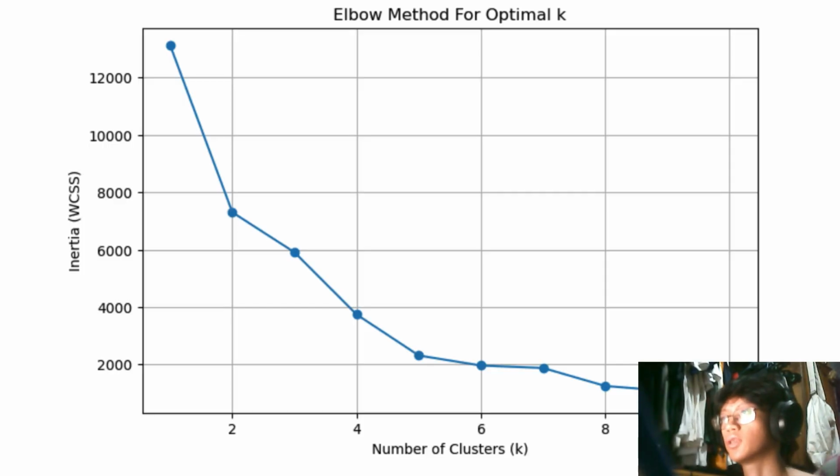This plot helps us decide how many customer segments we should create using clustering. It shows the inertia, or clustering error, for different numbers of clusters. As the number of clusters increases, the error drops, but after around k equals 4 or 5, the improvement slows down. That bend, or elbow, in the curve suggests that 4 or 5 clusters is likely the optimal number, giving us meaningful groupings without overcomplicating the model.